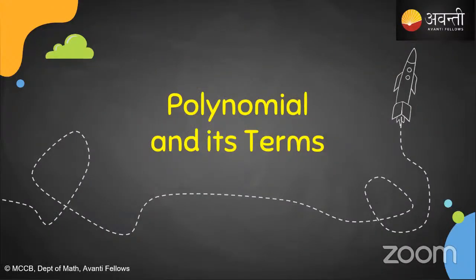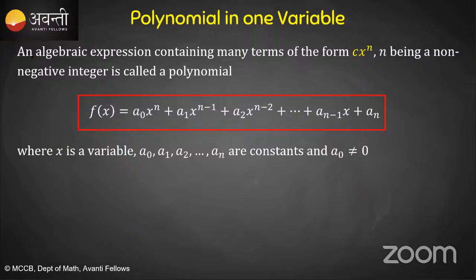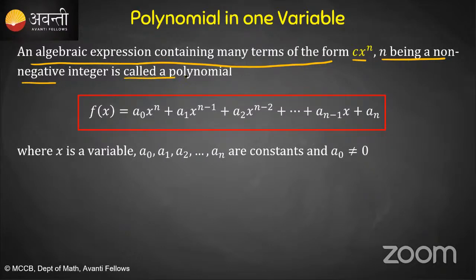So first of all, let's start with the polynomial and its terms. What is a polynomial? Any algebraic expression containing many terms of the form c into x raised to the power n, where n is a non-negative integer, is called a polynomial. Where n is a non-negative integer and c is some constant. Is it clear? What is n? n is a non-negative integer.